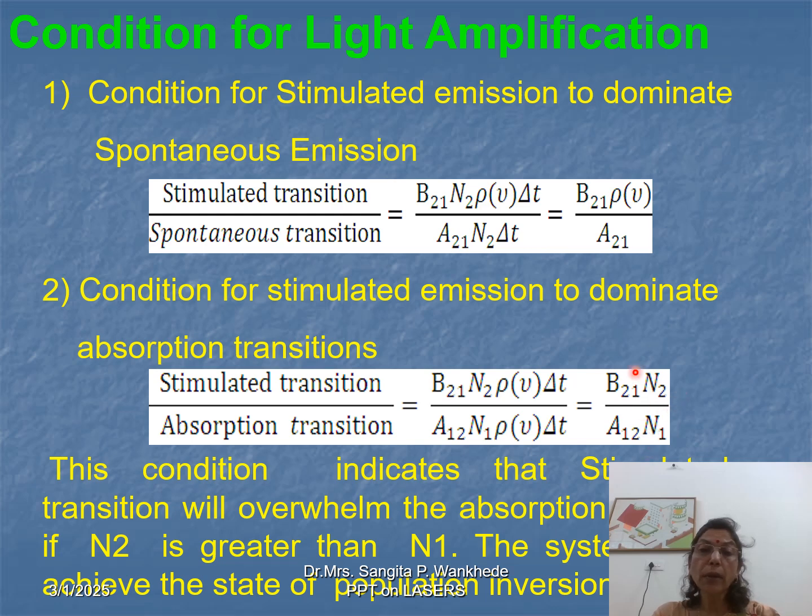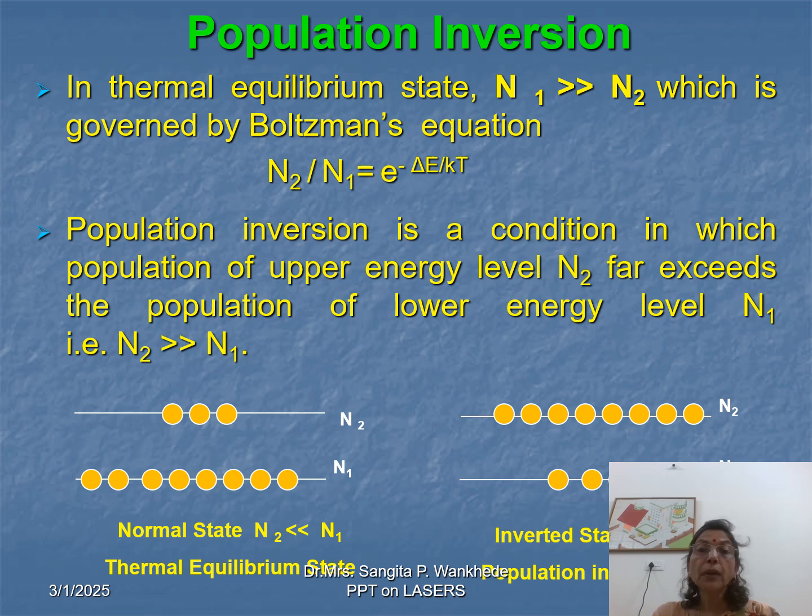N2 means the number of atoms in the excited state and N1 is the number of atoms in the ground state. When this condition is achieved, it is known as the state of population inversion. So this is explained here. In normal condition, that is thermal equilibrium condition, atoms have a tendency to remain in the ground state.